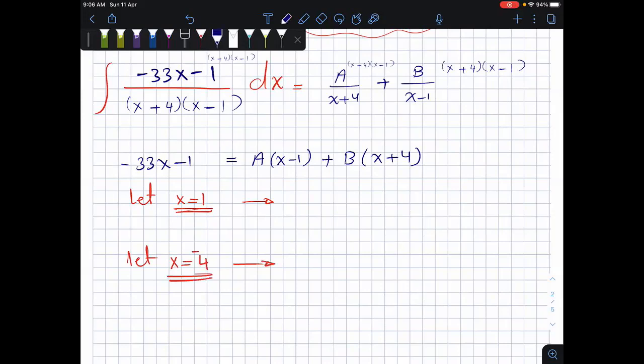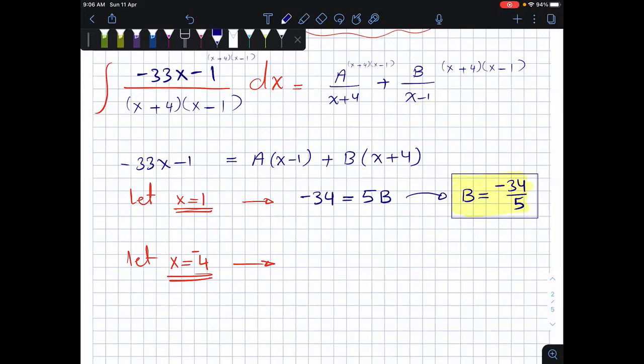When x is 1, the a cancels out and we are left with b: -33 minus 1 is -34, and the b term becomes 5b. So we divide by 5, and b becomes the fraction -34 over 5.